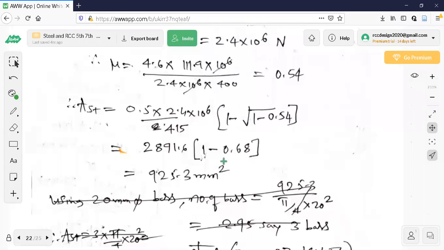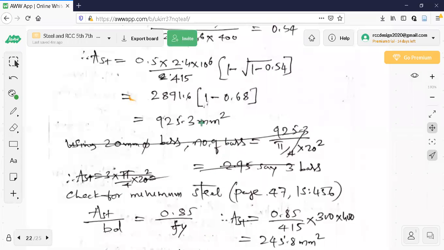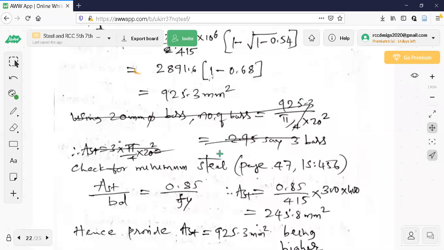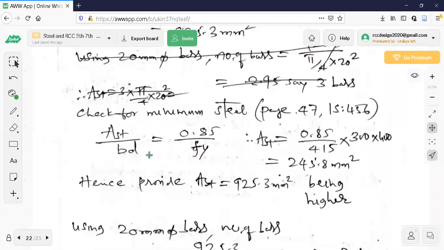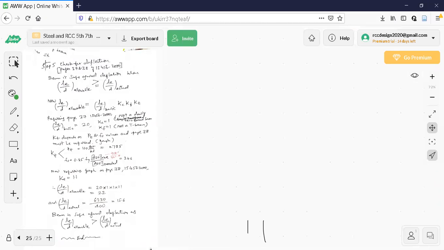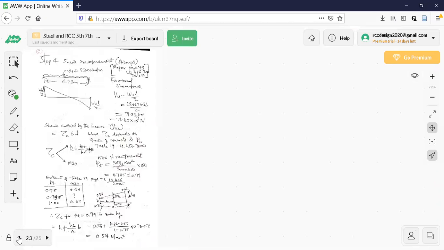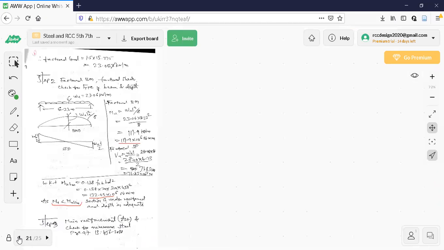Now the next thing is, directly don't use this 925.3, because the code says AST should not be less than this value. So again find AST by using this formula, which is there on page number 47. I'll show you that one now. I may be having that page here.